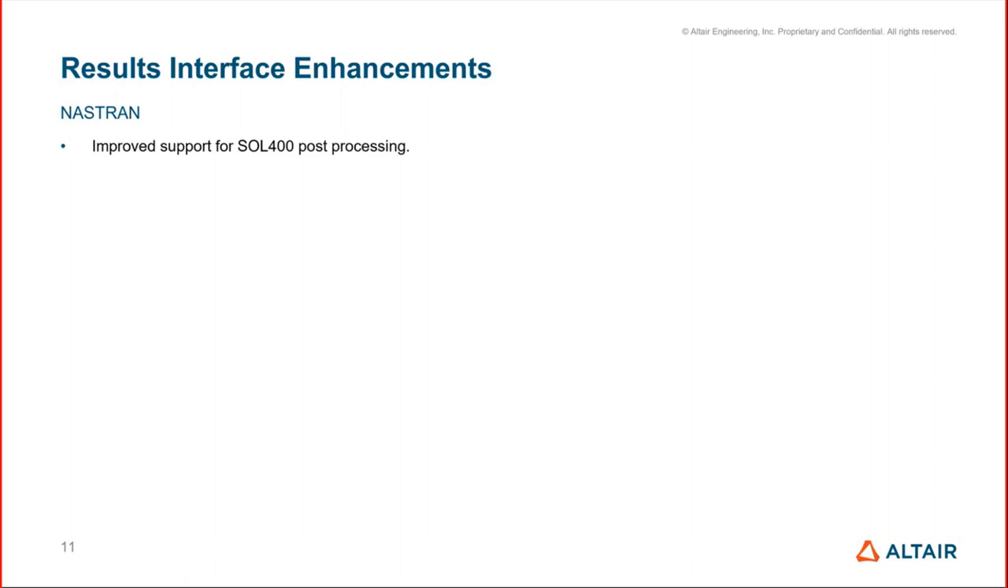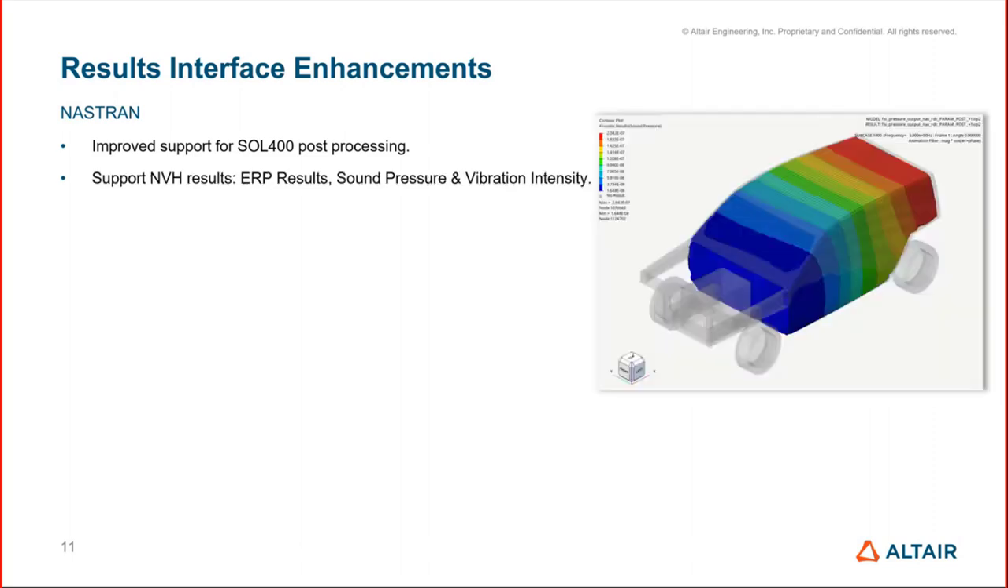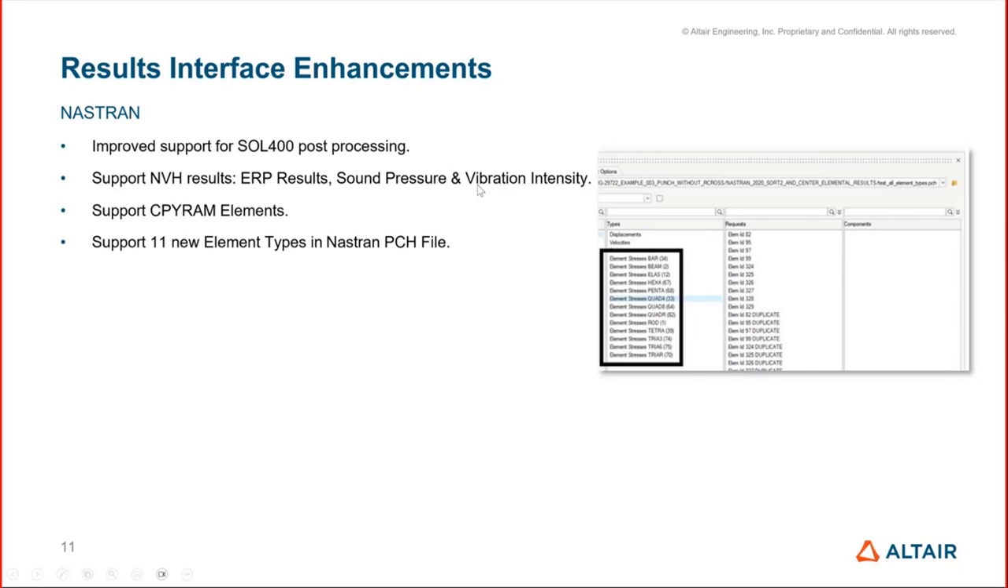And we also now show the proper subcase, step, and substep hierarchy in the browser. We have also added support for more NVH results, such as ERP results, sound pressure, vibration intensity, etc. We now support CPARAM elements for both the MSC and NX Nastran flavors. And then coming to the punch file, we have supported 11 new element types in the Nastran punch file, which you see on the screen. These are several elements such as bar, beam, elastic, hexa, etc.